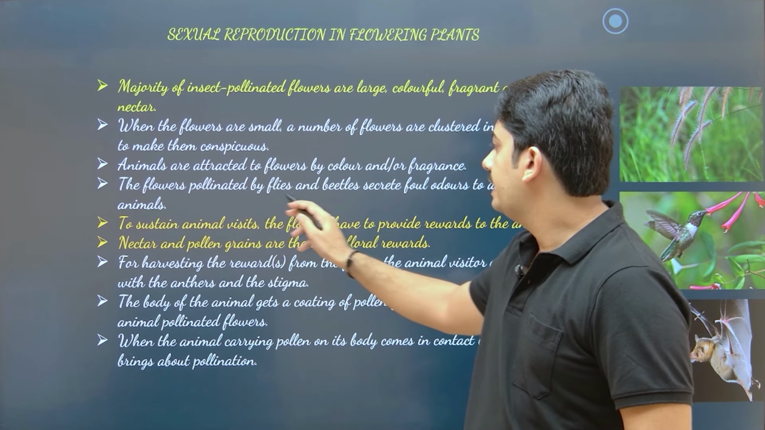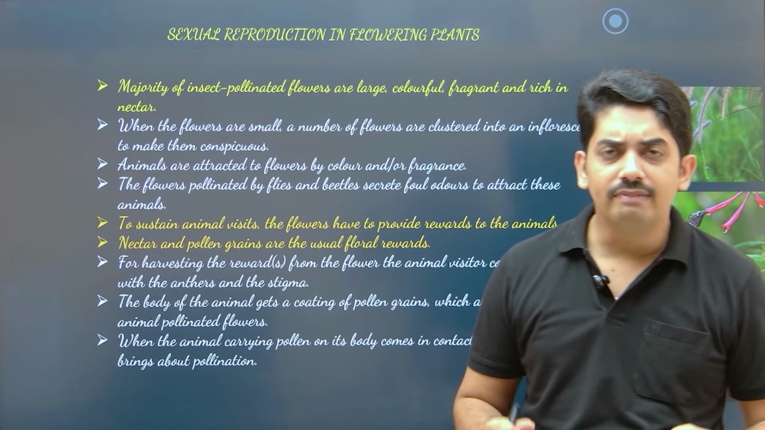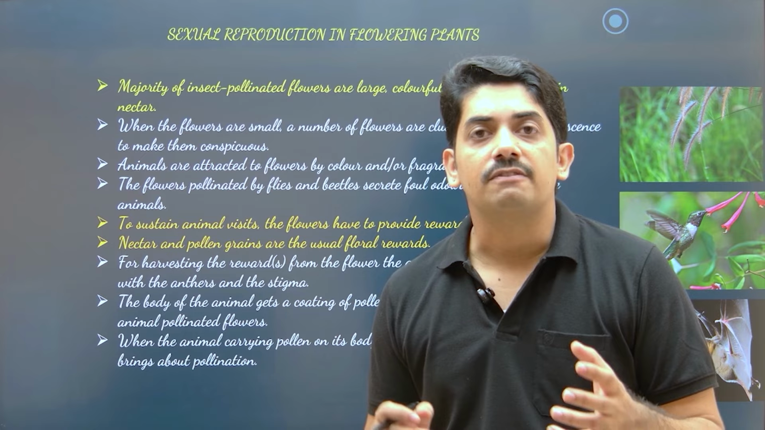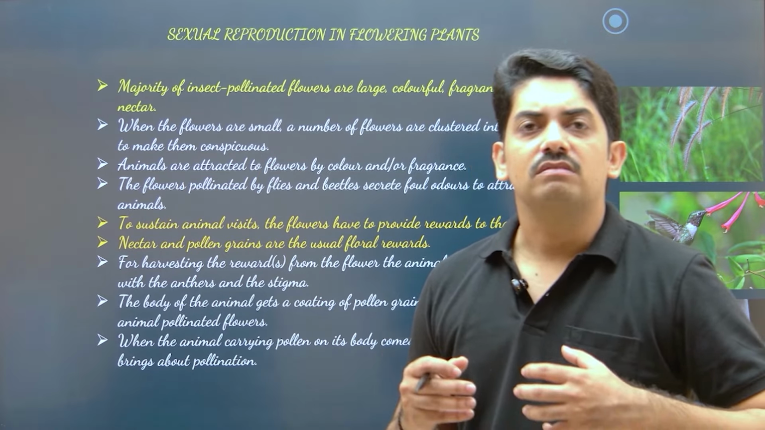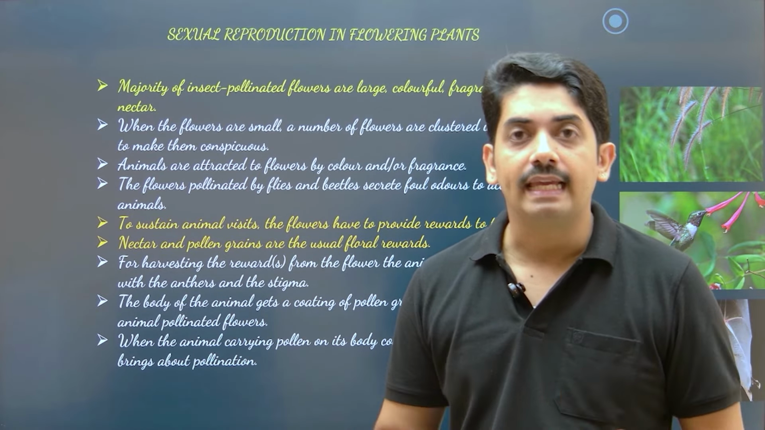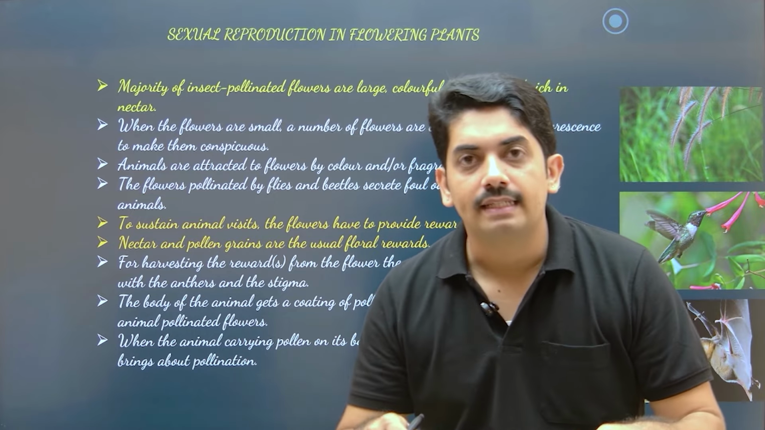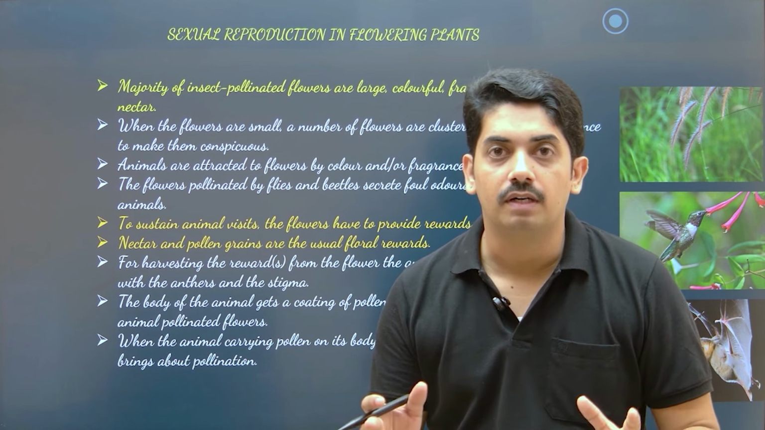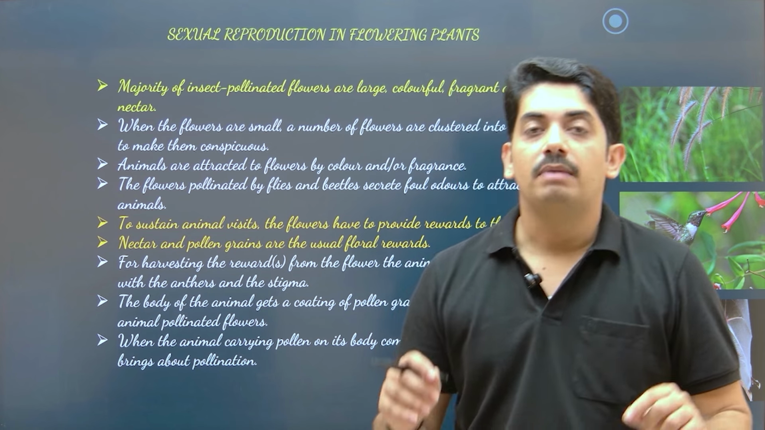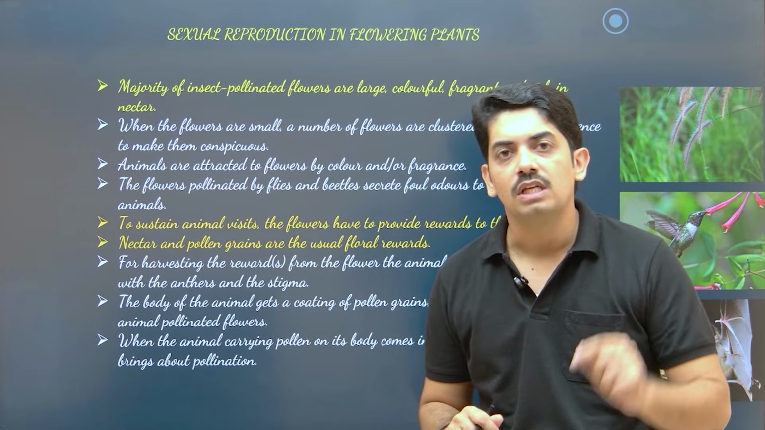Now, the flowers pollinated by flies and beetles secrete foul odor. You know that whenever there is excretory material, whenever there is a carcass, these flies are attracted. Why? Because that pungent smell or that odor which is coming out of that decaying material attracts these flies. So in order to mimic that, there are certain plants that produce a flower which produces a foul smell, so that flies can be attracted to it. But the intention of the plant is to have pollination with the help of those flies.